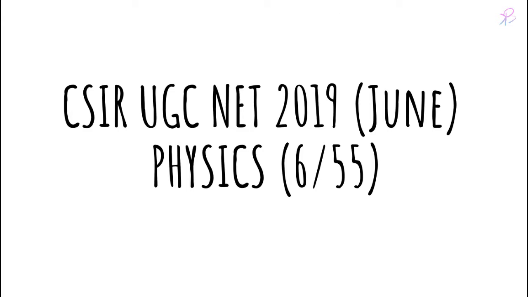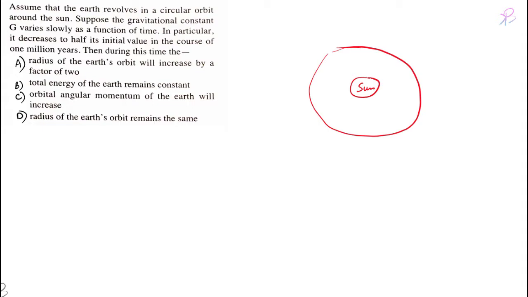So the problem goes something like this. Assume that the earth revolves in a circular orbit around the sun, and suppose that the gravitational constant G varies slowly as a function of time. In particular, it decreases to half its initial value in the course of 1 million years. Then, during this time, the radius of the Earth orbit will increase by the factor of 2, total energy of the Earth remains constant, orbital angular momentum of the Earth will increase, and radius of the Earth orbit remains the same. So how to start this kind of a problem?